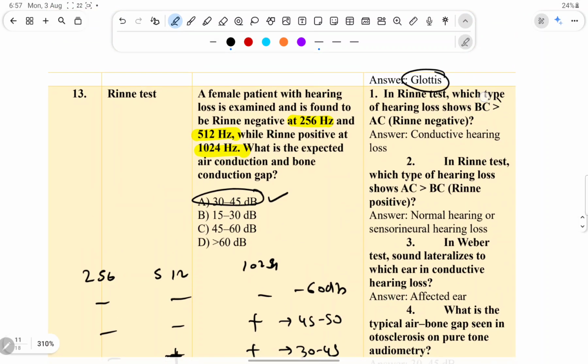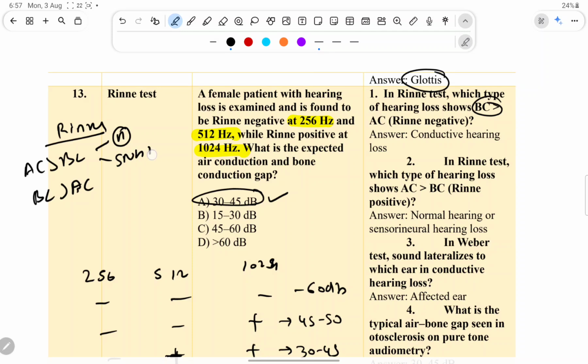In Rinne's test, the findings are AC more than BC and BC more than AC. BC is bone conduction, AC is air conduction. If AC is more than BC, it can be normal, it can be SNHL. If BC is more, it can be conductive, it can be severe SNHL also.